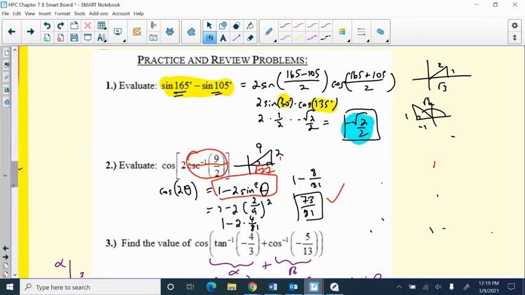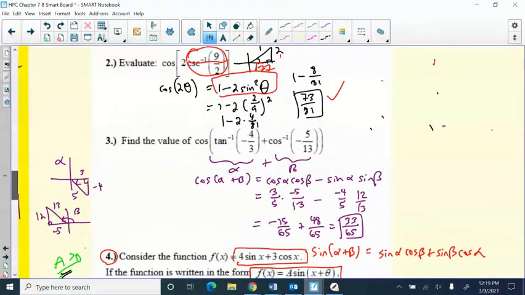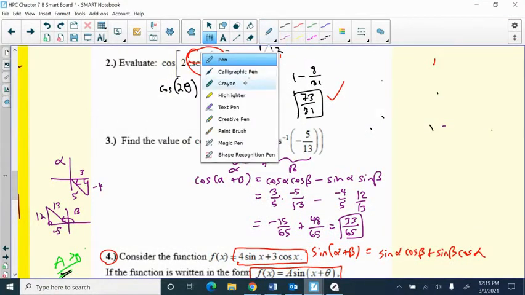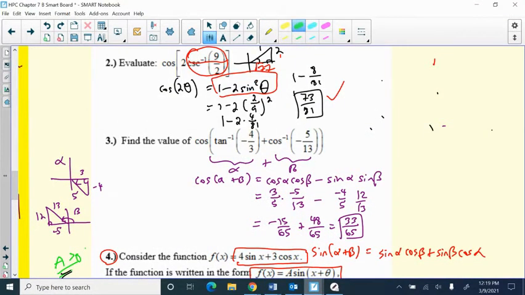Okay, number 3. We've seen questions like this before, where it initially looks sort of complex, but this green thing here, that's an angle. Call it alpha. This blue thing right here, that's an angle. Call it beta. And again, I know those are angles because of the inverse notation. So this is really, let's find cosine of alpha plus beta. So that's cosine minus sine.